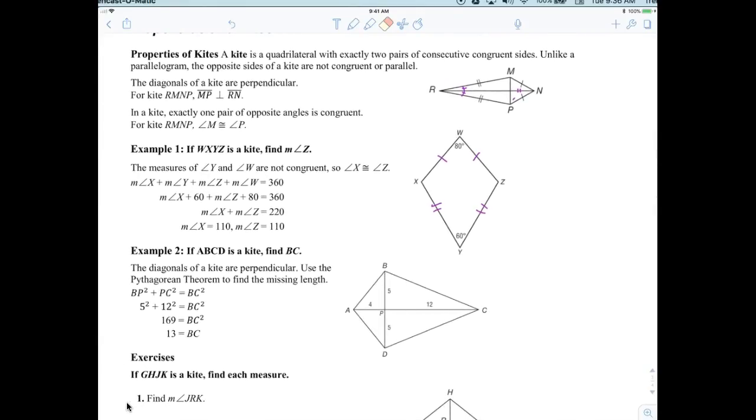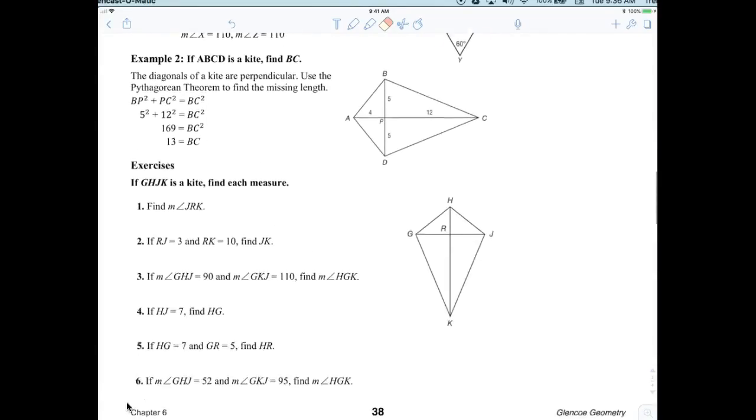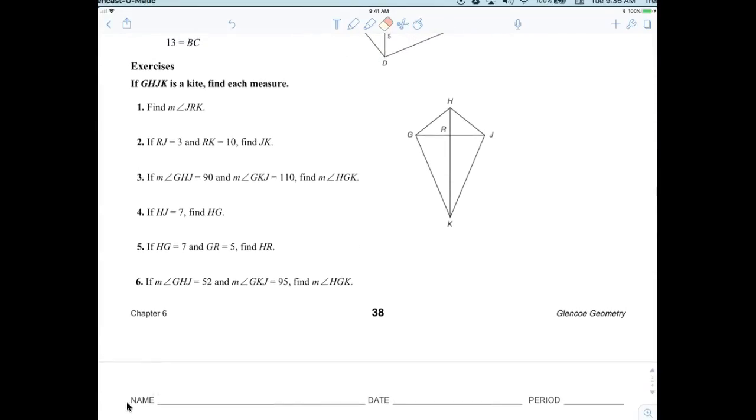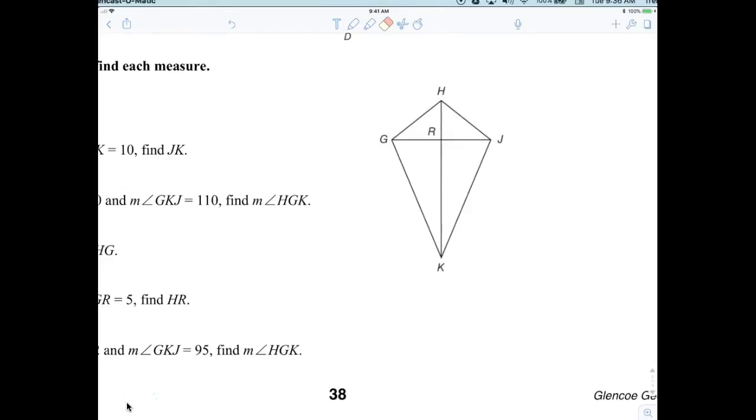Now, I'm trying to see if there's anything else important. No, so let's go down to this little piece right here. All right, so it's a kite. So the first thing I would draw here is this is congruent to this. These two are congruent, and that's 90 degrees.